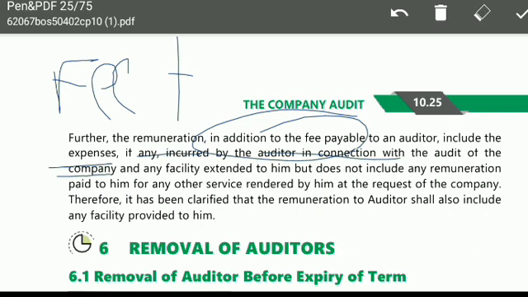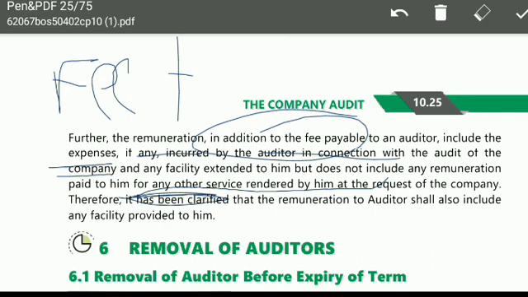Okay, but what should this remuneration not include? This remuneration should not include any remuneration paid to him for any other service. Now, if you have paid anything to the auditor for any other service, and any other service means any service other than the audit, then that particular transaction conducted with the auditor will not be counted in the remuneration of the auditor.